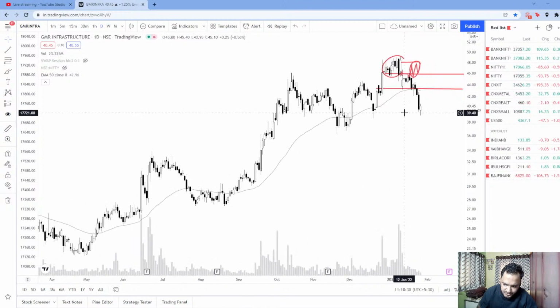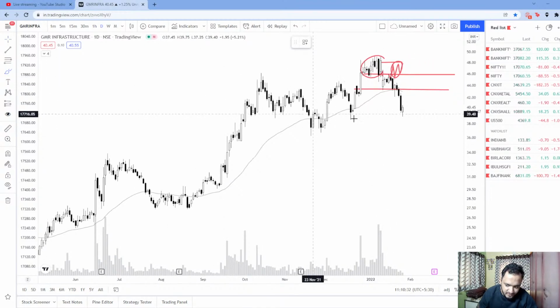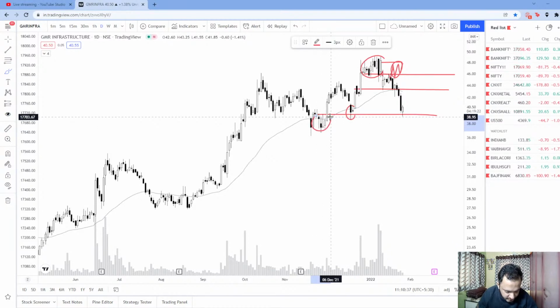26.9. All right, so you should hold it. If you're holding it for the long term, you should hold it until this zone is broken or this zone is broken. So hold this. It's all right. Nothing wrong with this.